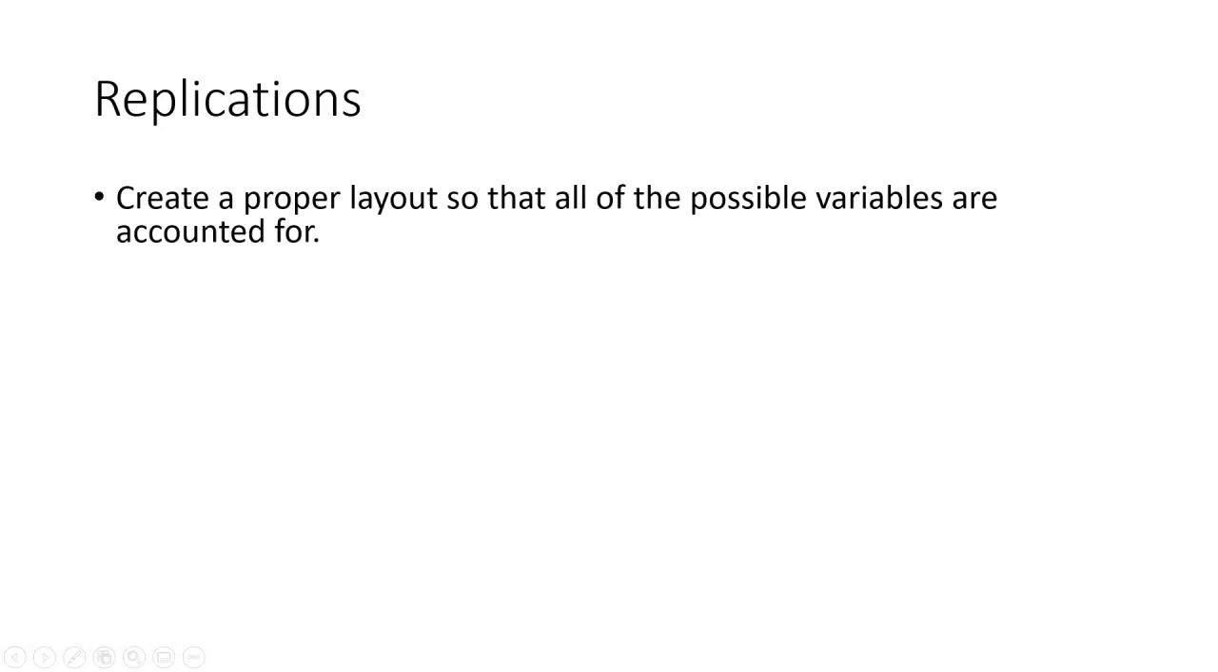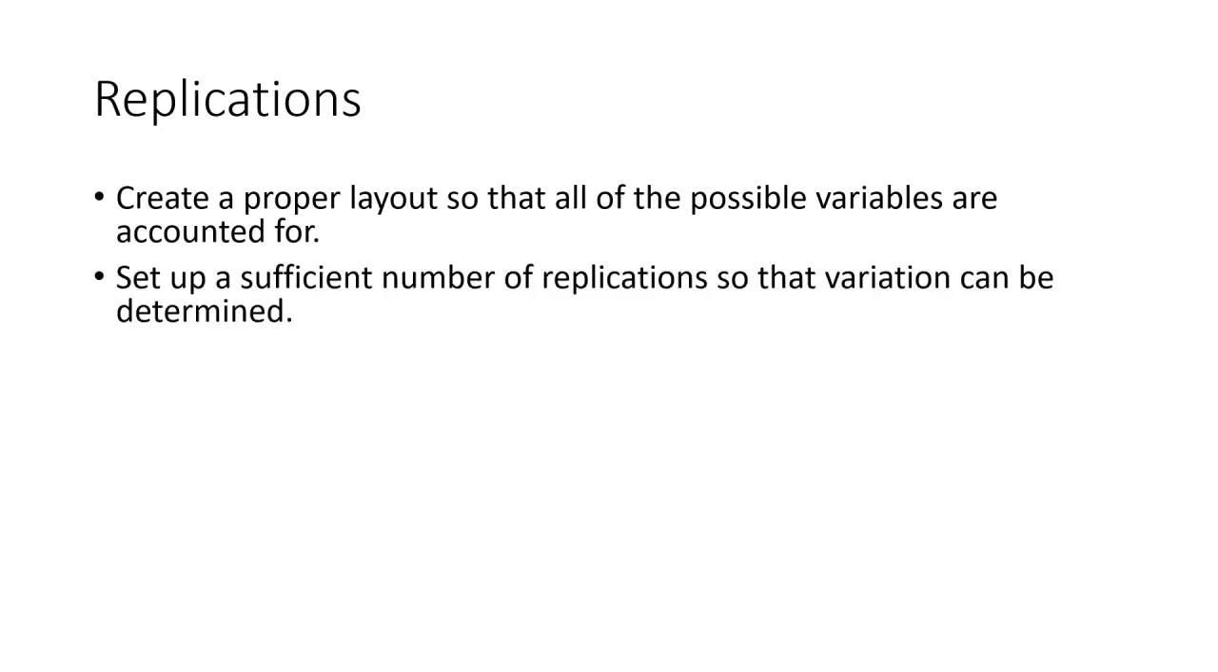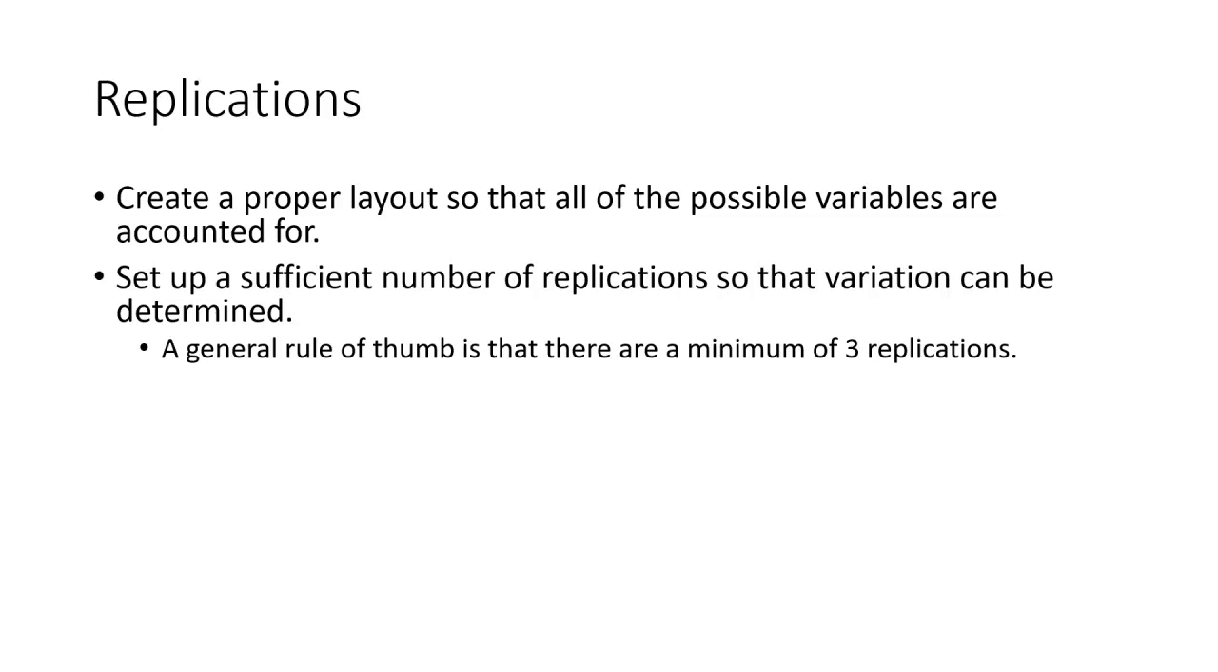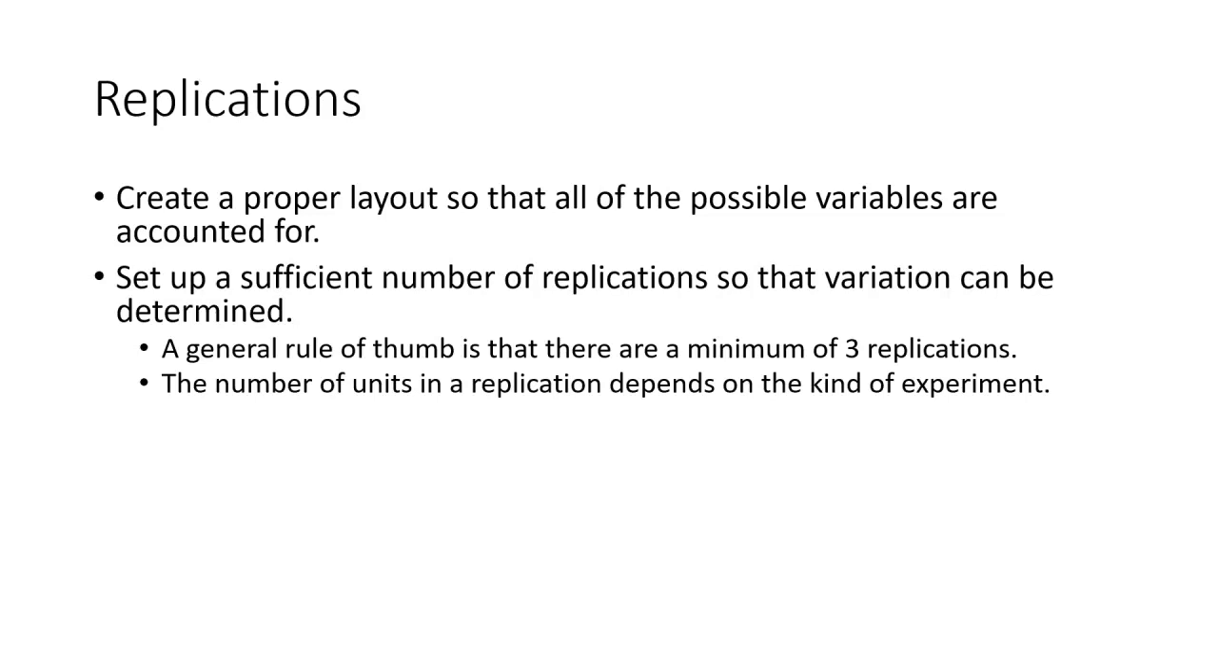Replications. One of the major things we look at with an experiment is the number of replications or data points. It is necessary to create a proper layout so that all of the possible variables are accounted for. Set up a sufficient number of replications so that the variation can be determined. A general rule of thumb is there are a minimum of 3 replications. The number of units in a replication depends on the kind of experiment.